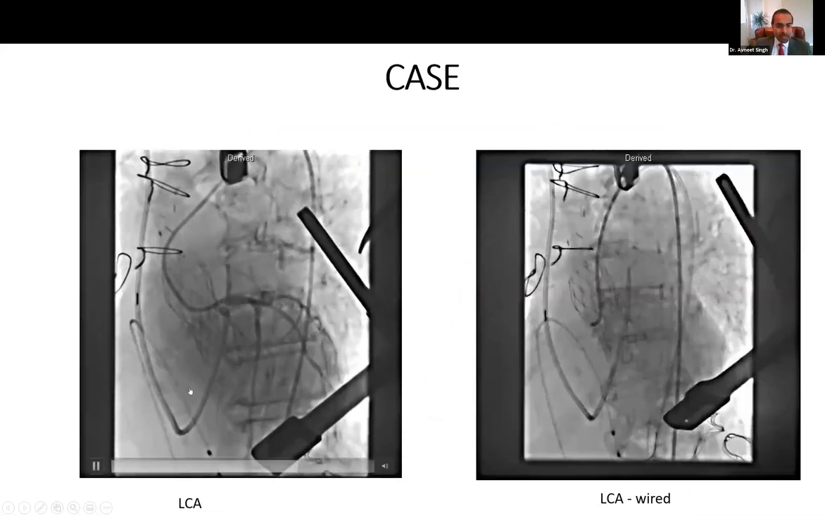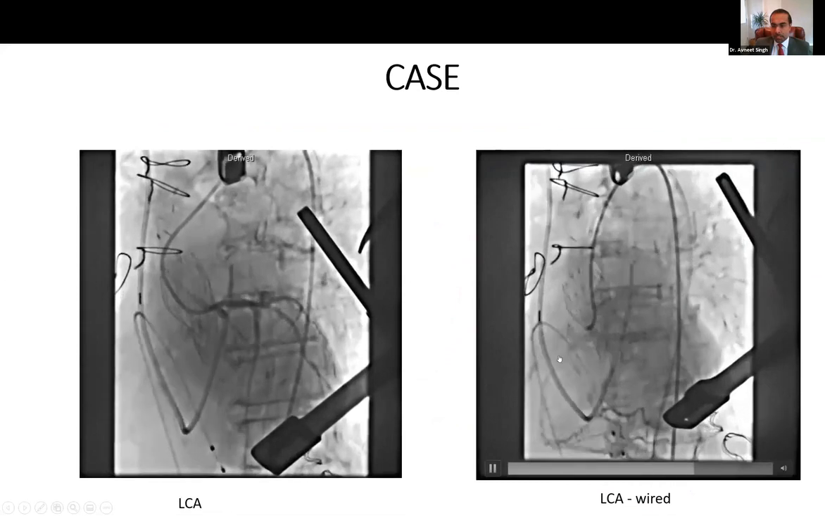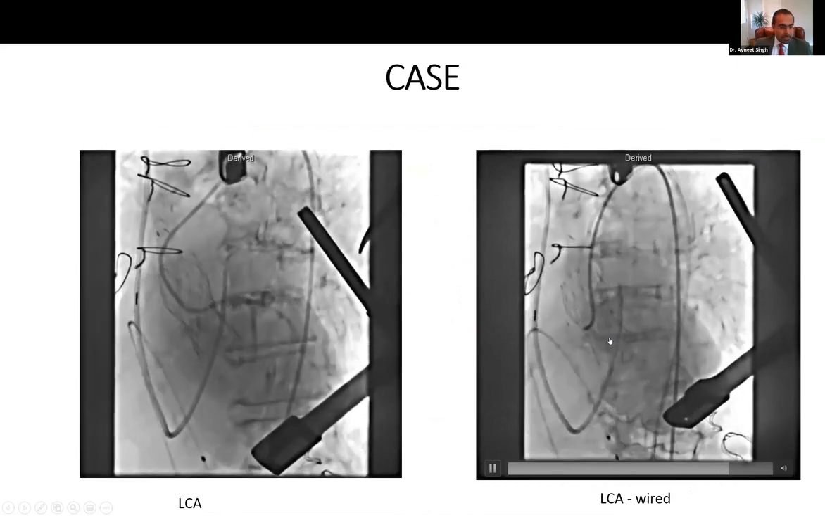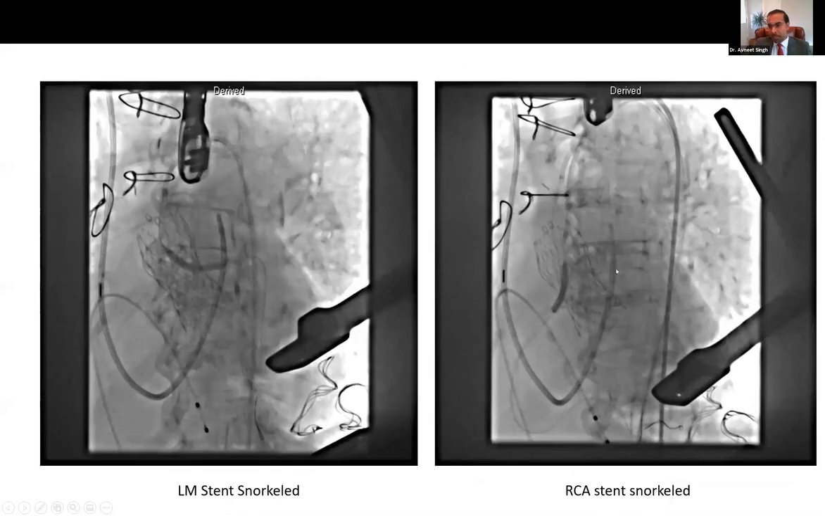In this case, the coronary arteries did not have any significant stenosis, but based on the height, it was deemed that there was a very high risk that the coronaries were going to get obstructed. So we preemptively wired both the left main and the RCA, and we deployed 3.5 millimeter and 4.0 millimeter stents using the snorkeling technique. Essentially, you have a stent in the left main, and a significant amount of stent hanging into the aorta to keep the valve leaflets from impinging onto the ostium of the coronary arteries. That's what we did in this case.